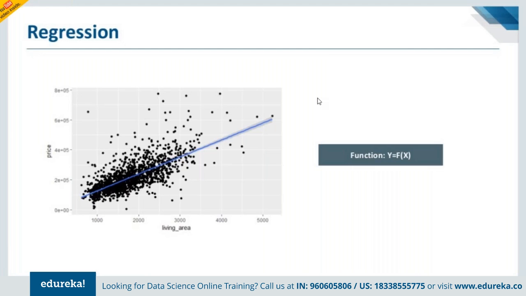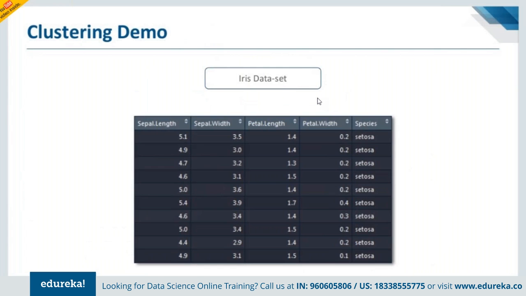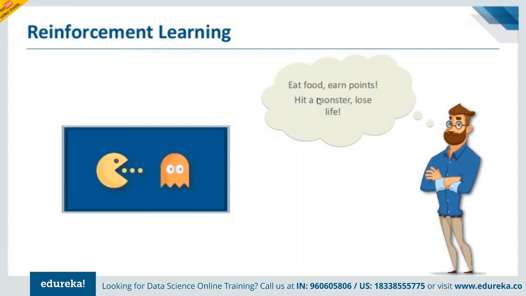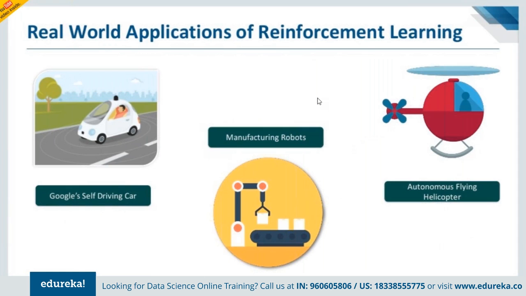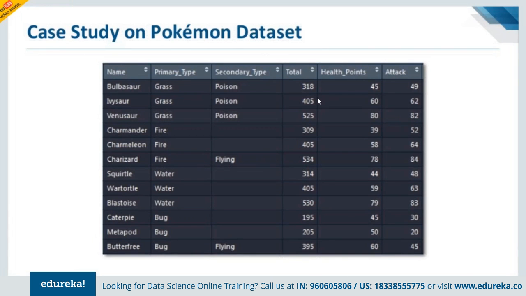Then we come to regression. Okay. Then we come to unsupervised. So I can divide my data into clustering, then reinforcement. So driverless cars, drones, etc. And then all these things, basically they are part of it.